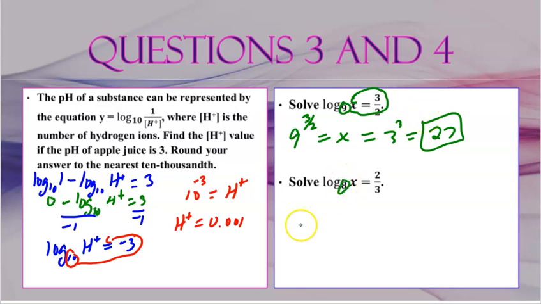Next, log base 8 of 2/3 is going to equal x. So here we have the cube root of 8 is 2. 2 squared is going to give us an answer of 4.